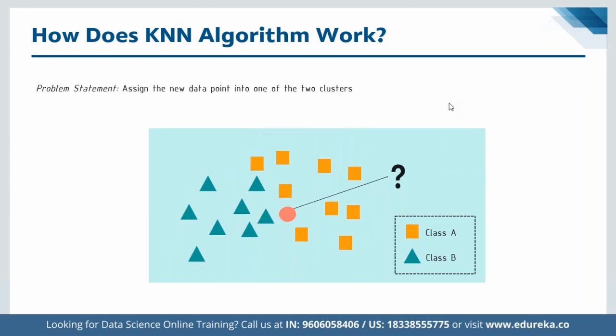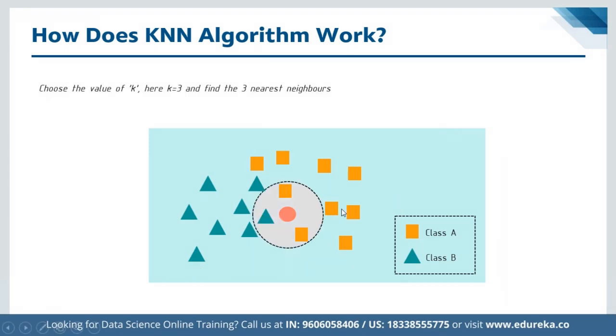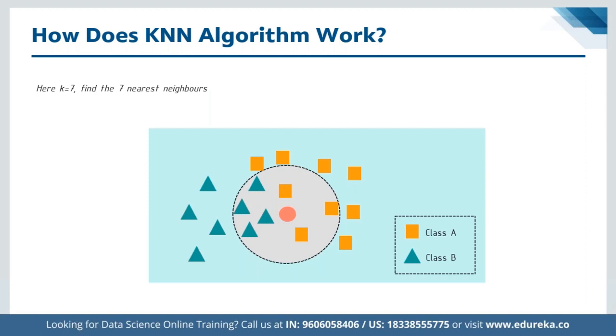In that case, as you can see, if we draw this circle, then we see that 2 of the nearest data points within that circle are of the square orange kind. So we will predict that this new data point belongs to class A. Whereas if the K value was 7, as in this particular example, you would see that 4 out of the 7 are of the blue triangle kind, and therefore we will now classify it as belonging to class B.